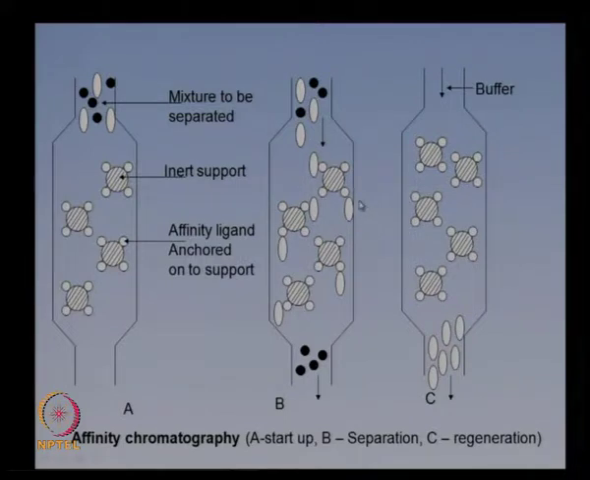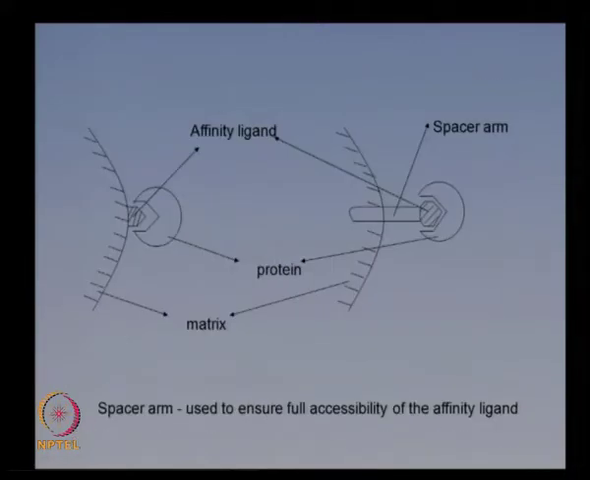Let us look more at affinity chromatography. We have the affinity ligand, but there is also something called a spacer arm. You need a long spacer arm so that the protein is bound only to the ligand and does not interact with the matrix. If it interacts with the matrix, the protein may get deactivated or denatured, and we do not want that to happen. So we have a very long spacer arm, maybe a long chain hydrocarbon, and at the end of this chain you have the ligand fixed.